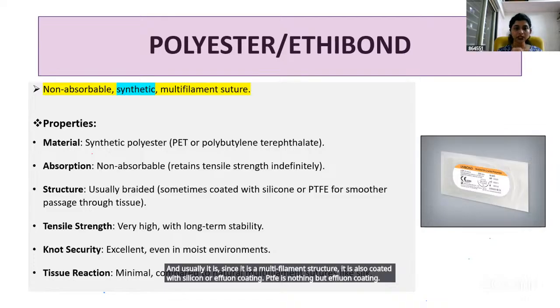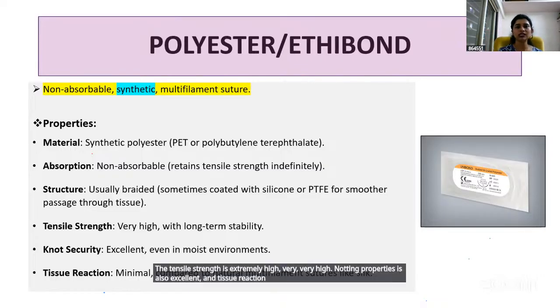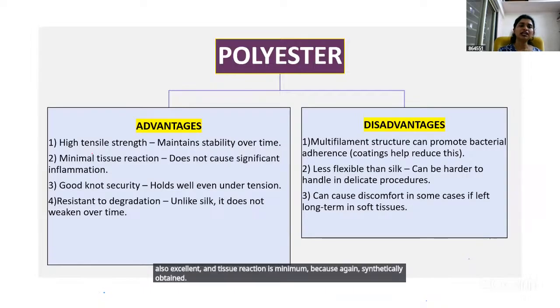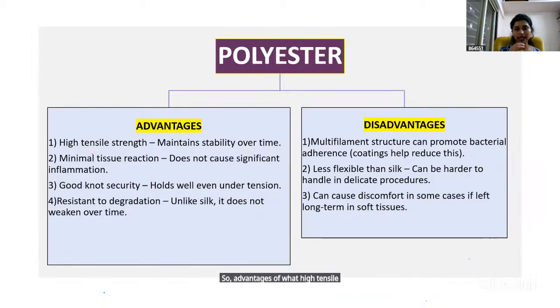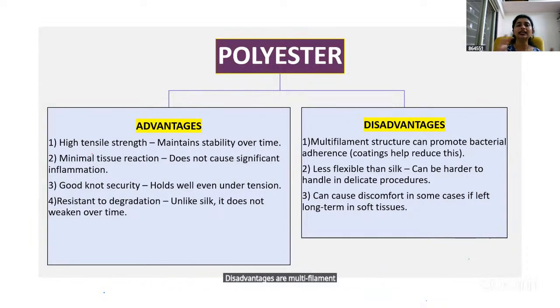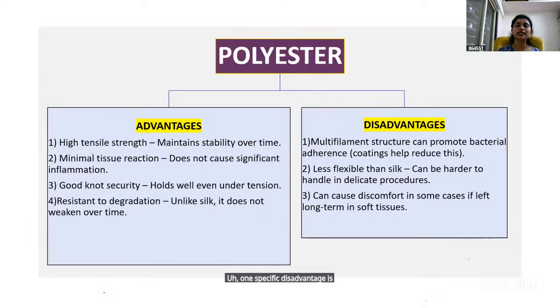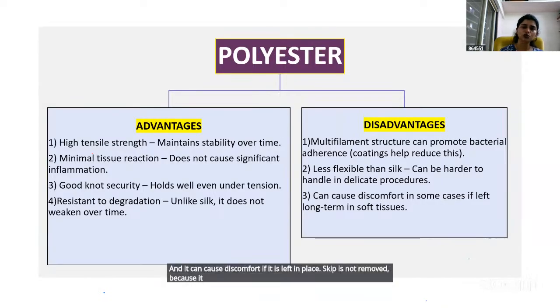Okay? The tensile strength is extremely high, very, very high. Knotting property is also excellent and tissue reaction is minimal because again, it is synthetically obtained. So advantages are what? High tensile strength, minimal tissue reaction, very good knotting properties, resistant to degradation. Disadvantages are that the multi-filament structure can promote bacterial adherence. That is a common disadvantage for all the multi-filament sutures. The one specific disadvantage is it is less flexible than silk. It is much stiffer in comparison to silk. And it can cause discomfort if it is left in place and not removed, because it is a very, very stiff kind of suture.